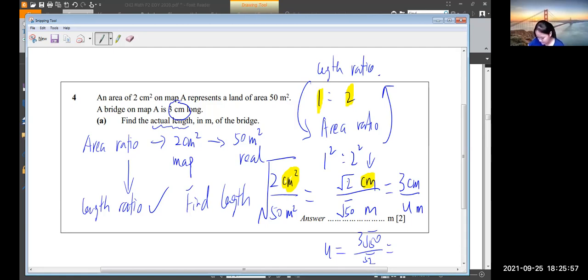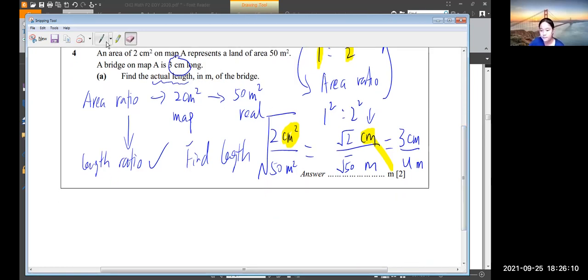Okay, so let me teach you. You just need to do the cross multiplication. So this one, square root 2 times u. To solve this, make use of cross multiplication. Have you learned this? Yeah. So basically you end up with square root 2u, and then this one is 3 times square root 50, right? So u is equal to 3 times square root 50 divided by square root 2.